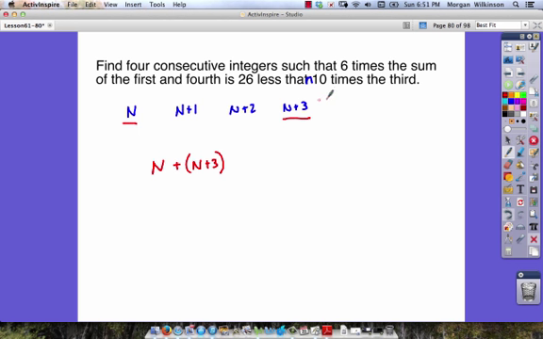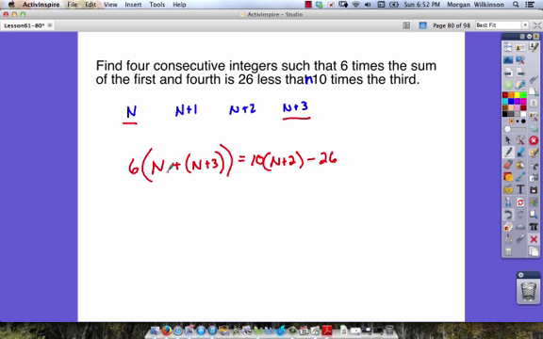Then we've got to take 6 times the sum of those. So we're going to multiply all that by 6. And that is 26 less than 10 times the third. Well, the third is n plus 2. So we're going to get n plus 2, and we're going to multiply that times 10. And we're going to take 26 less than it. The hardest part about this problem is not necessarily solving for our unknown variable. It's writing out the whole equation.